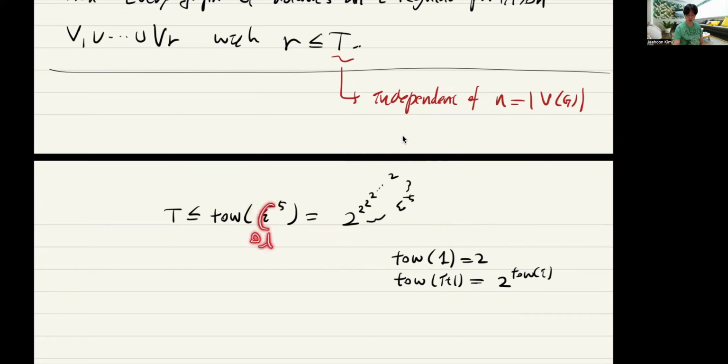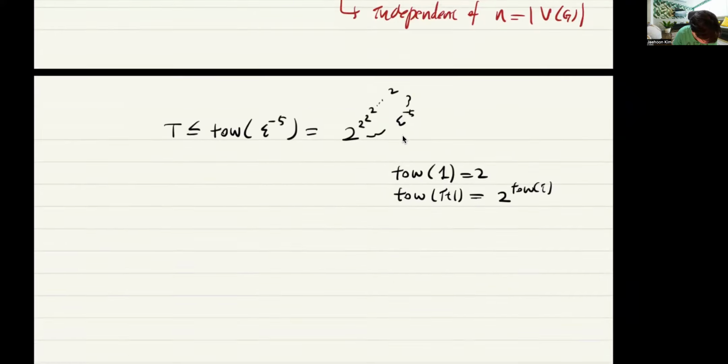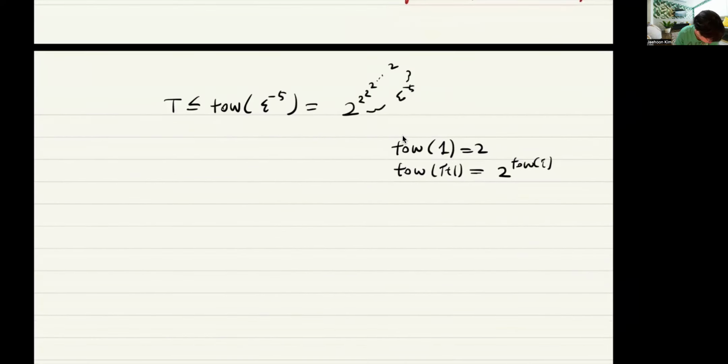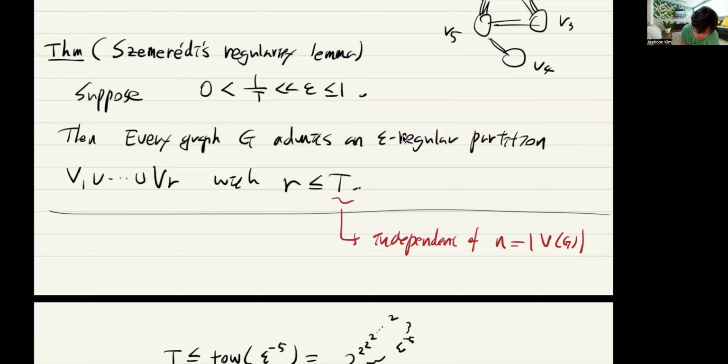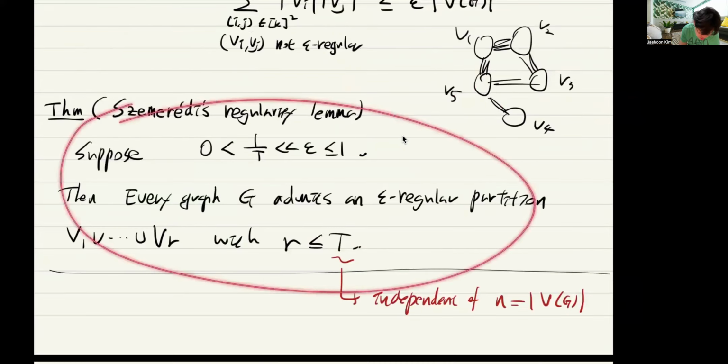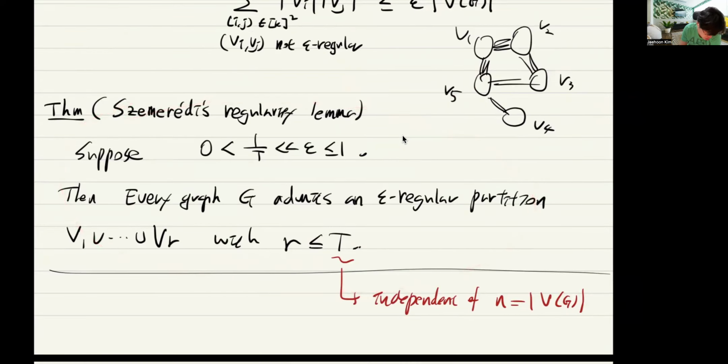If we just take 0.1 as an epsilon, then it is 100,000 power of 800,000, which is a ridiculously large number, but still finite. It doesn't depend on n. And so this is the Szemeredi regularity lemma, but in its weaker form.